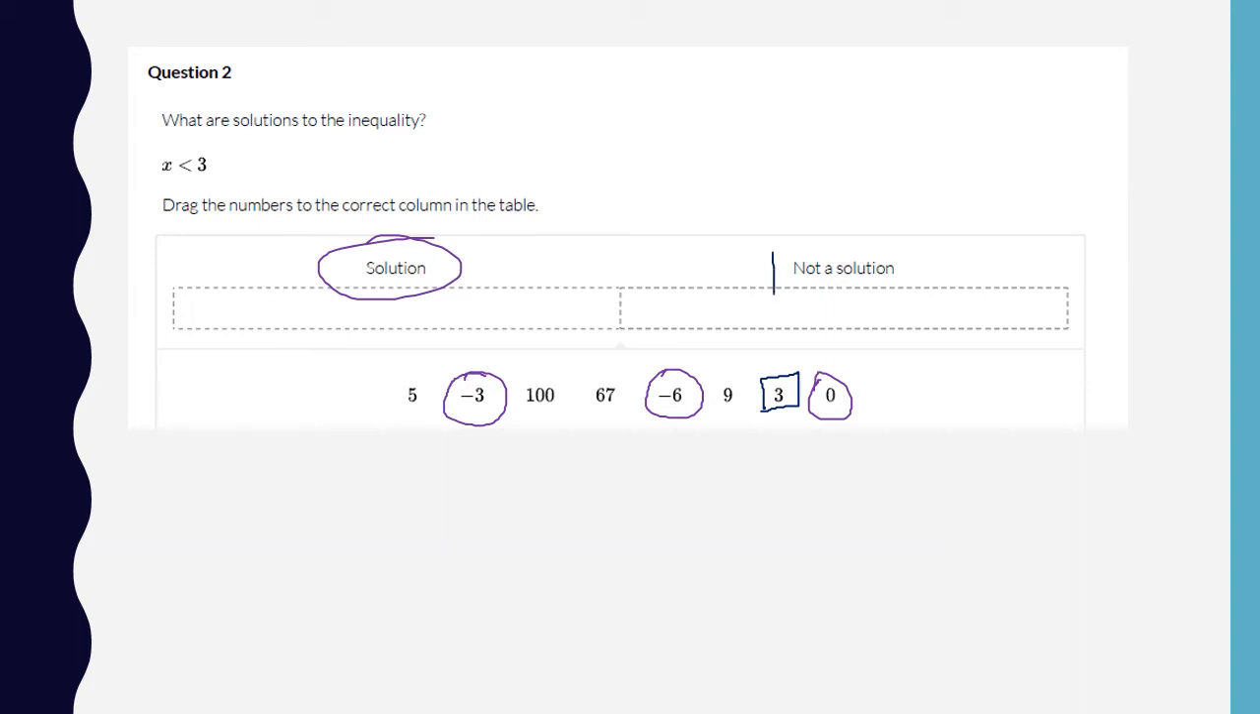And I'm going to put a square around those that are not a solution. So 9 is not less than 3. 67 is not less than 3. 100 is not less than 3. And 5 is not less than 3.